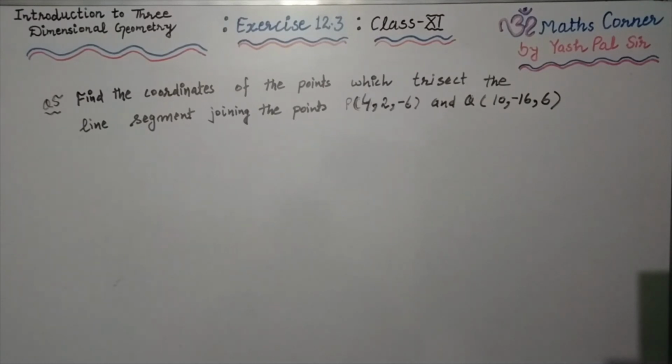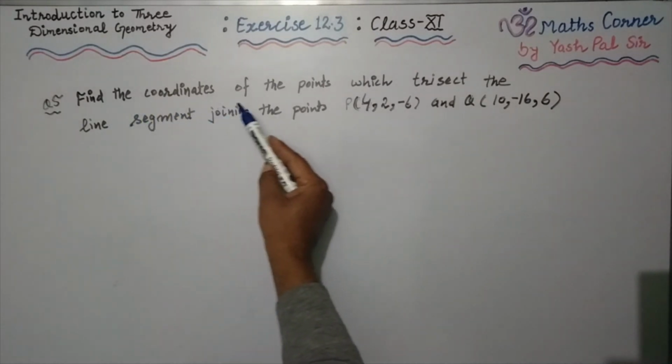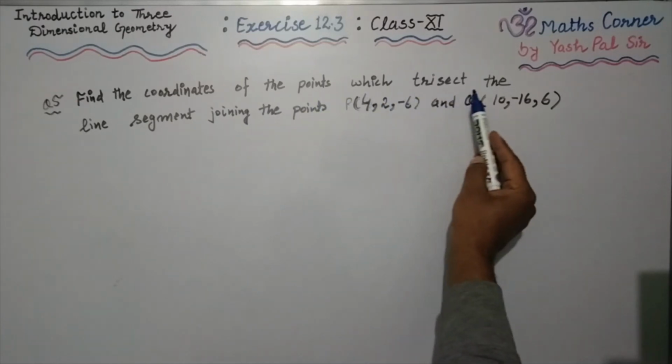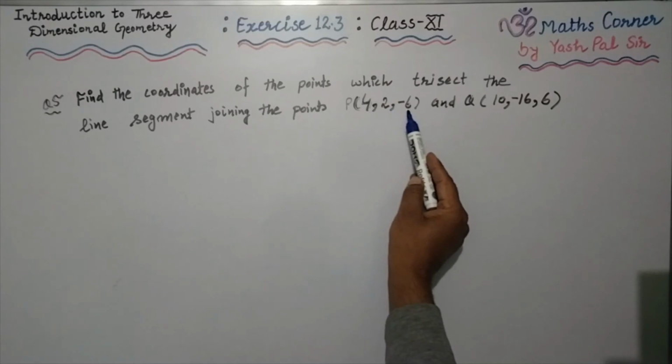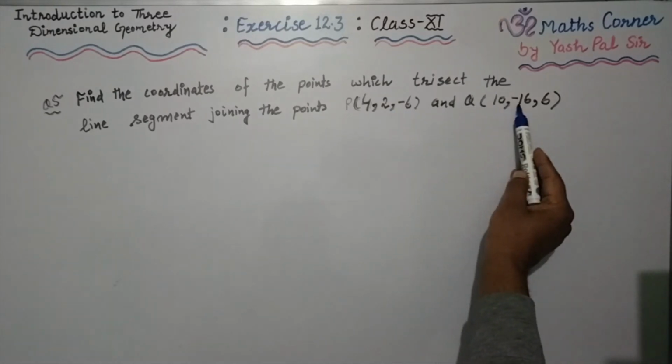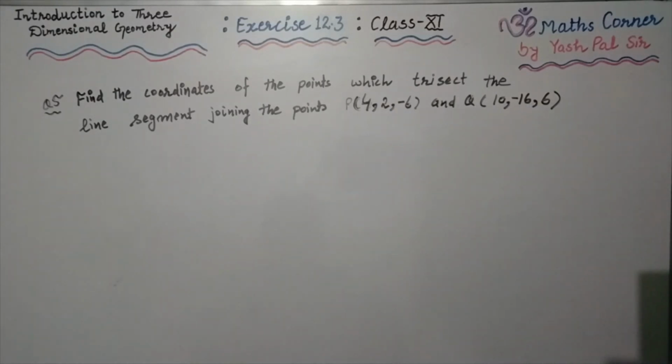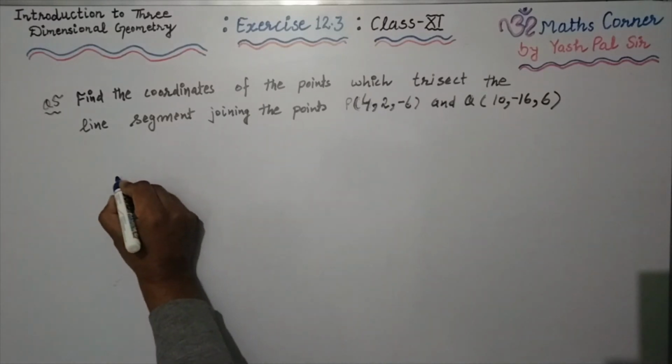Next question. Question number 5. This is the last question of the exercise. Find the coordinates of the points which trisect the line segment joining the points P (4, 2, -6) and Q (10, -16, 6). Bisect means dividing into two equal parts. Trisect means dividing into three equal parts.